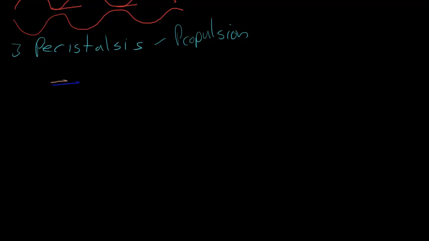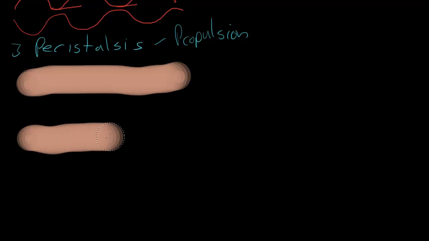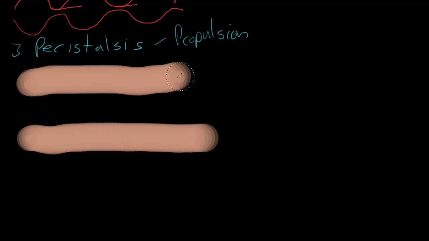Let's draw out a segment again. So imagine this as a segment of your small intestine. Now, with here being the lumen and there being the muscle wall.